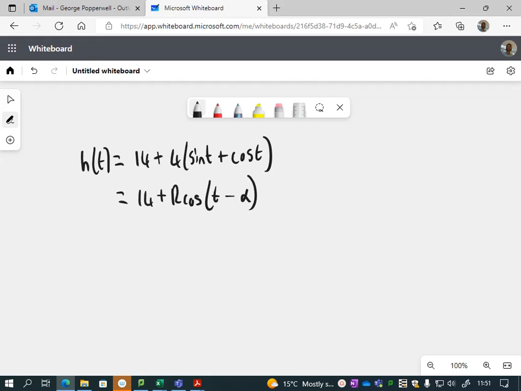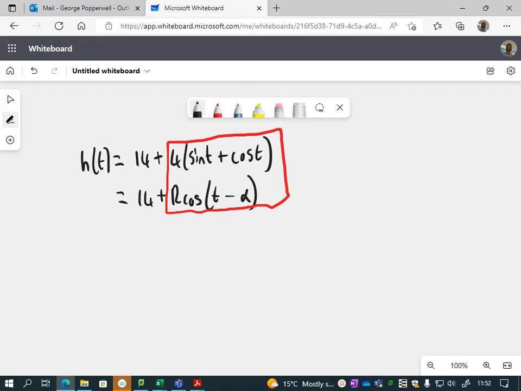If you're not sure how to do this at all, you probably want to have a look back at the video solutions for N7, which explains how to do it. But I am going to go through the process here again anyway. For this first part, I'm just going to ignore the 14, because I can see that it stays there, and just look at rewriting 4 sine t plus cos t in the form r cos(t minus alpha).